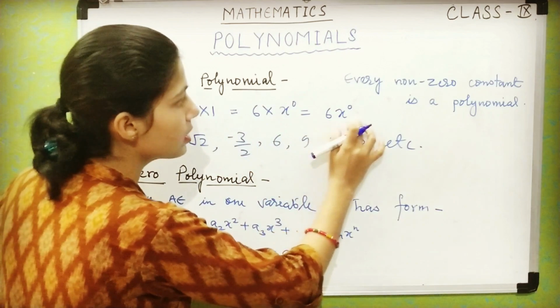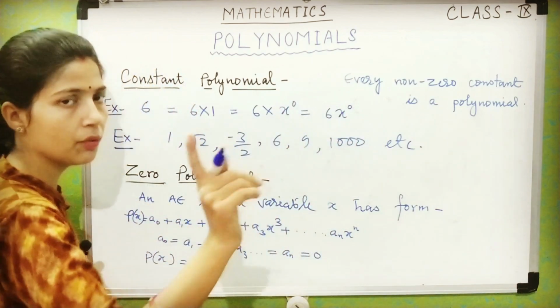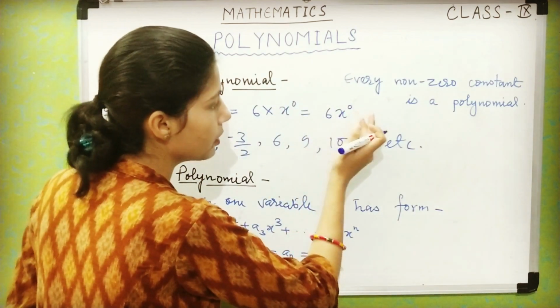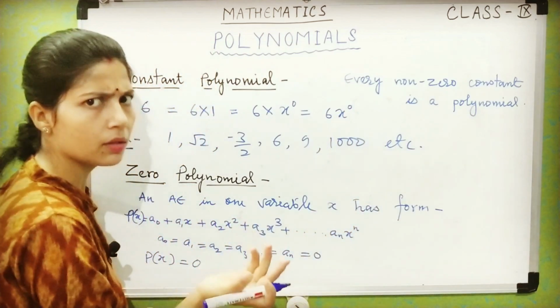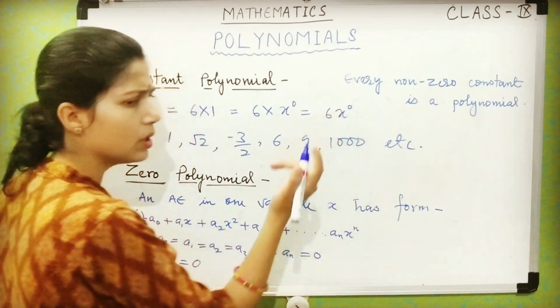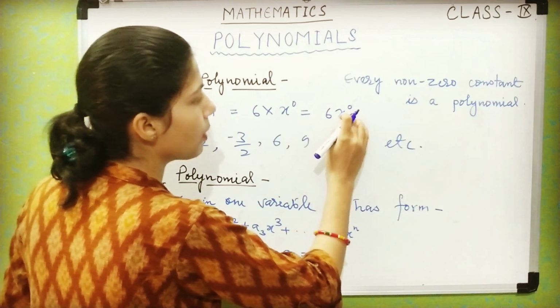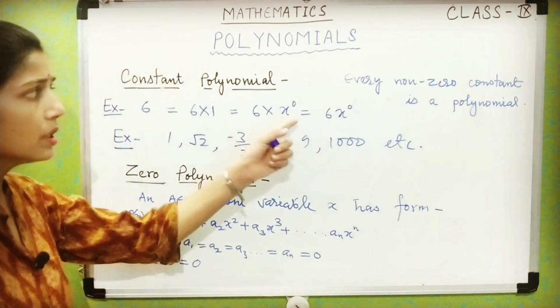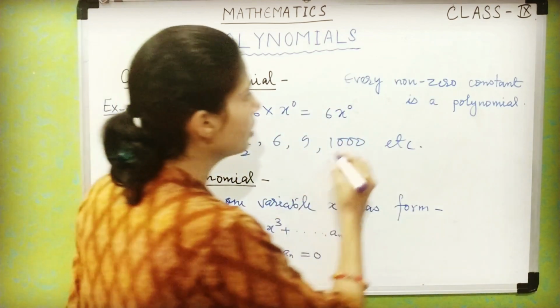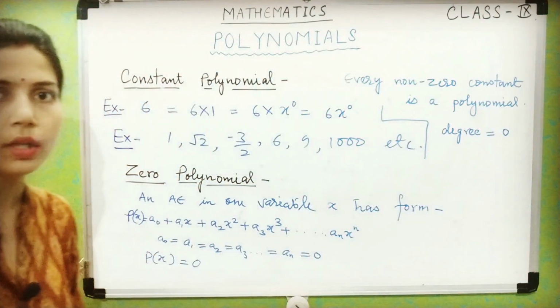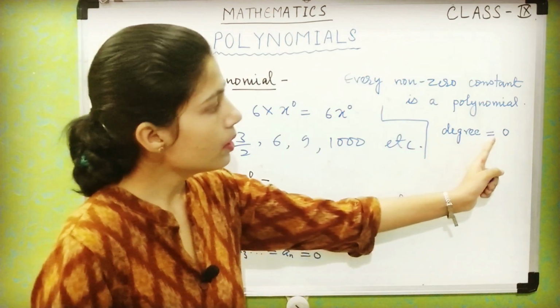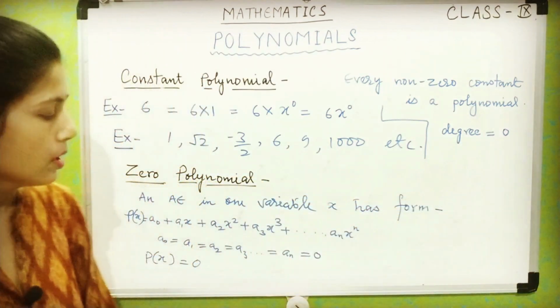So see here, this is a polynomial containing only one term. Here the highest power we cannot say, because it contains only one term. The power of x is 0, so its degree will be 0. Degree of a constant polynomial is always 0.